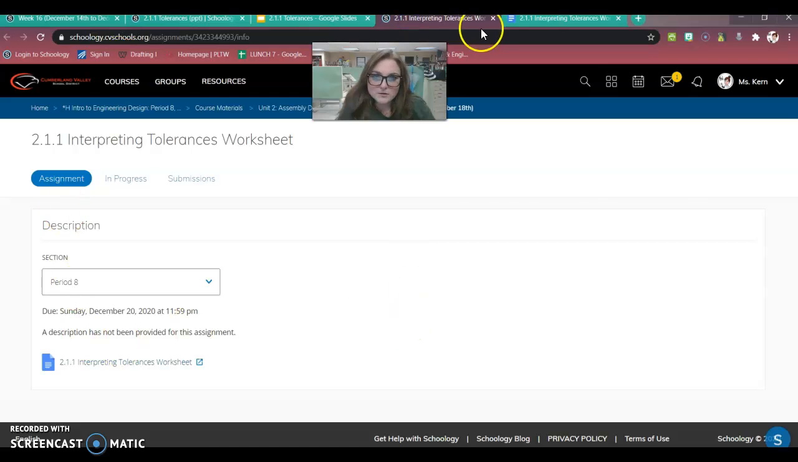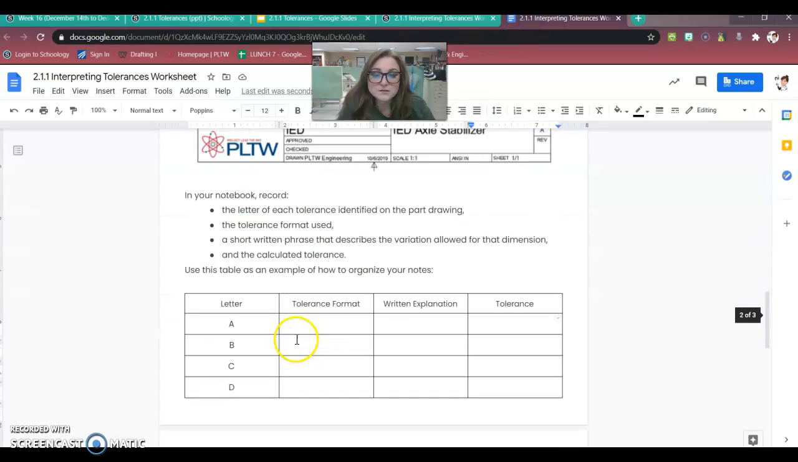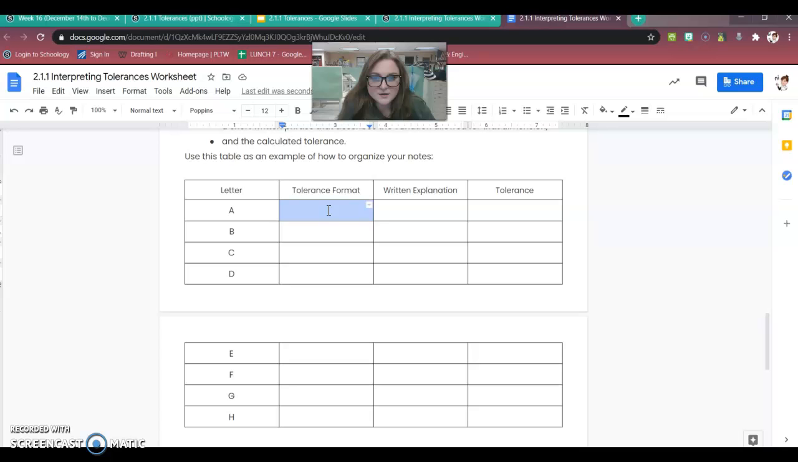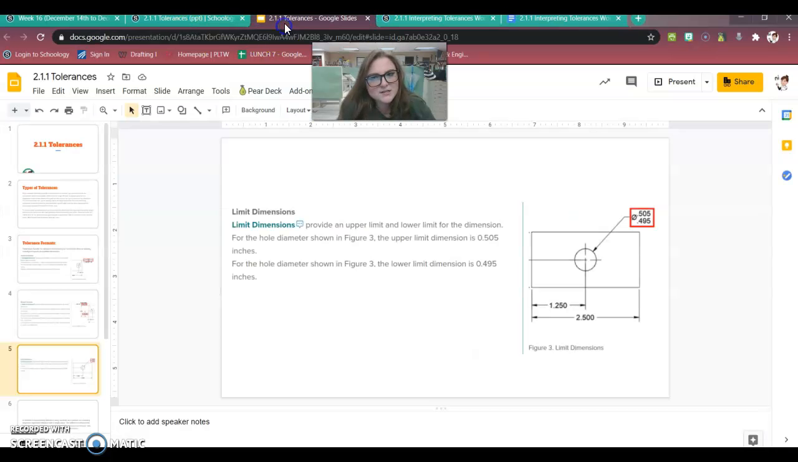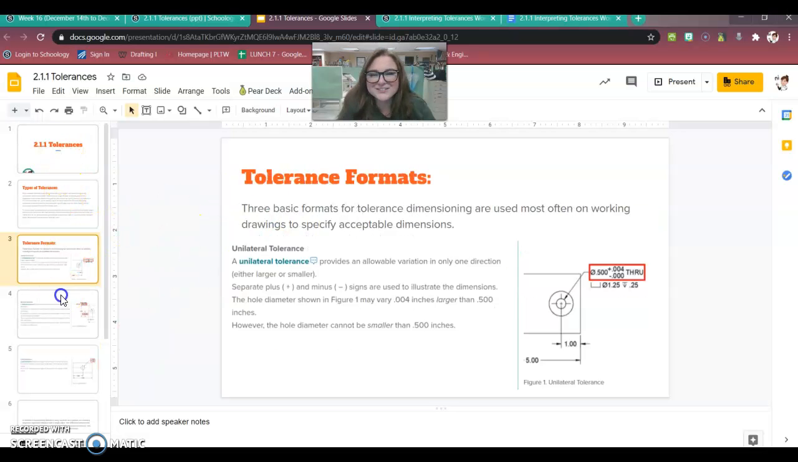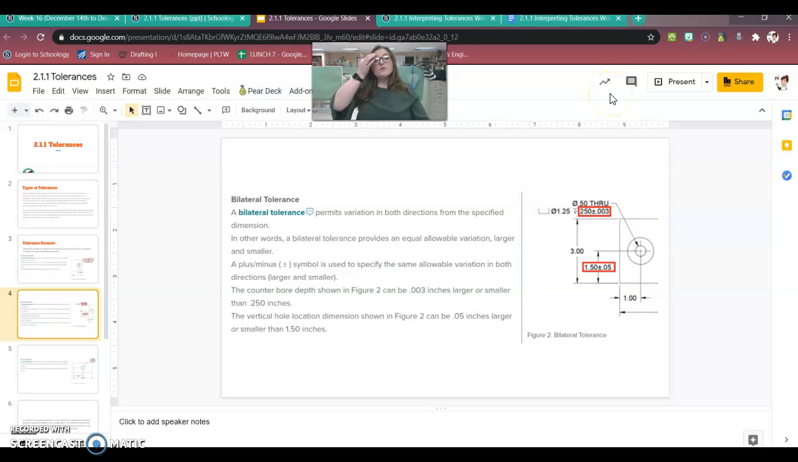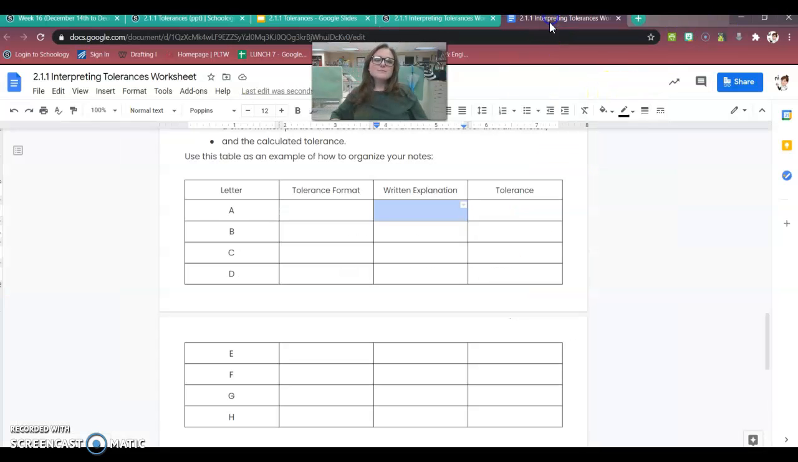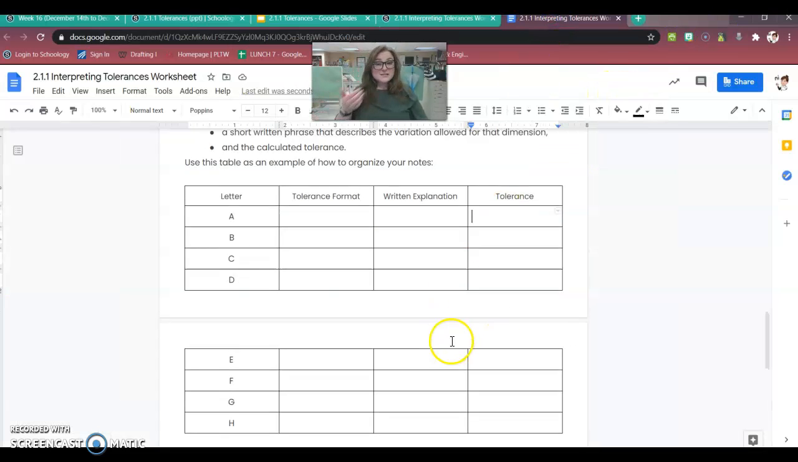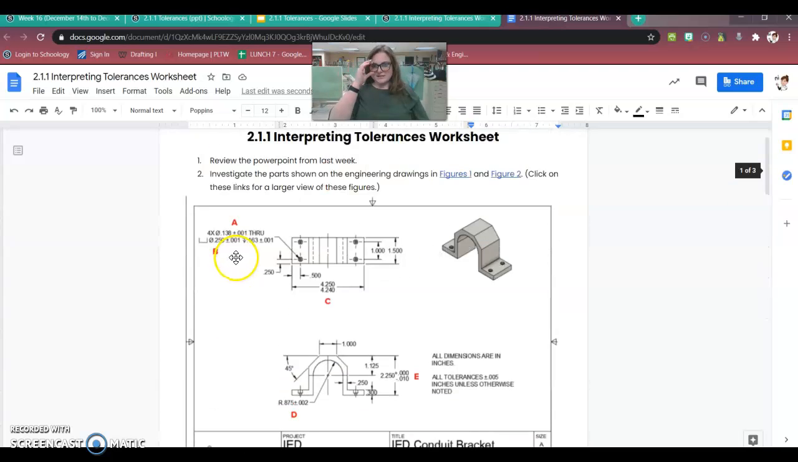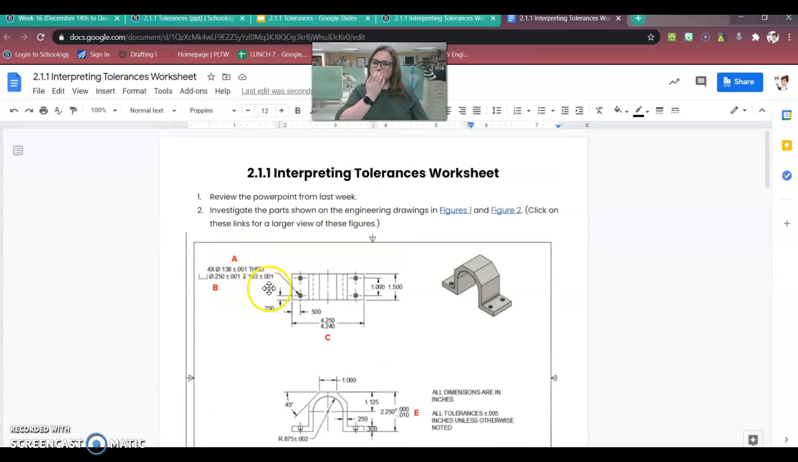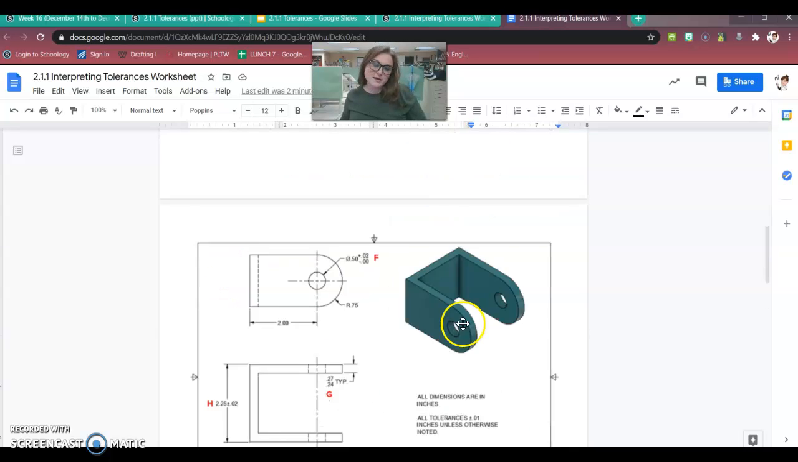Once I figure out the type of tolerance, I'm going to write that in there, and then explain what that means. I'm going to grab the definition for that type of tolerance and put it in my own words for the problem I'm working on. And then for the tolerance, you're literally just going to write what it says. For one, it says plus or minus 0.001, and the diameter is 0.138.